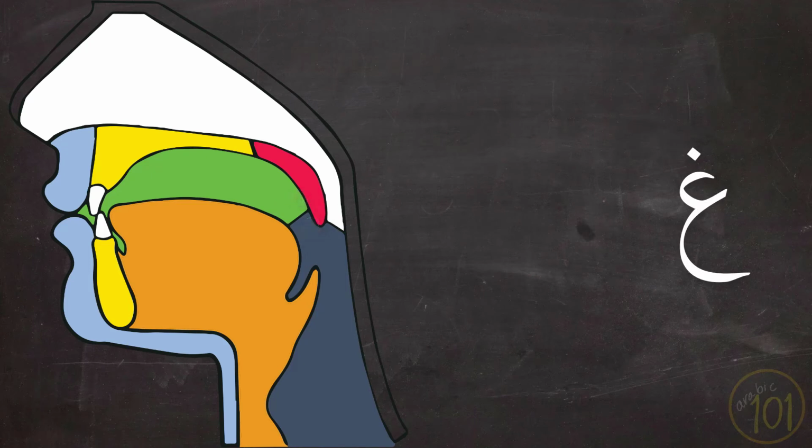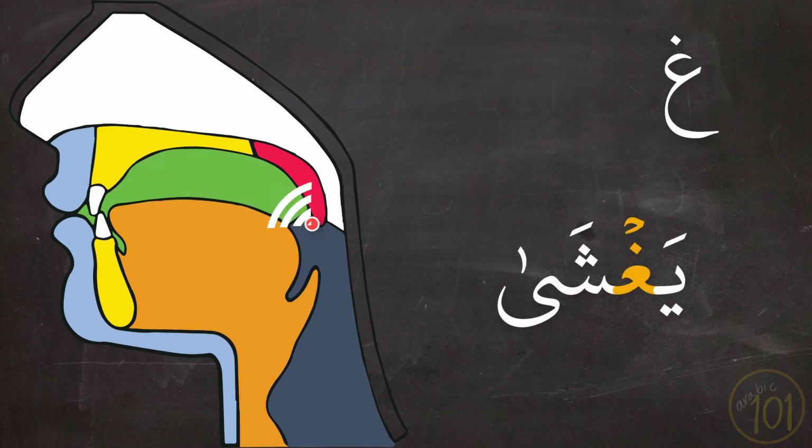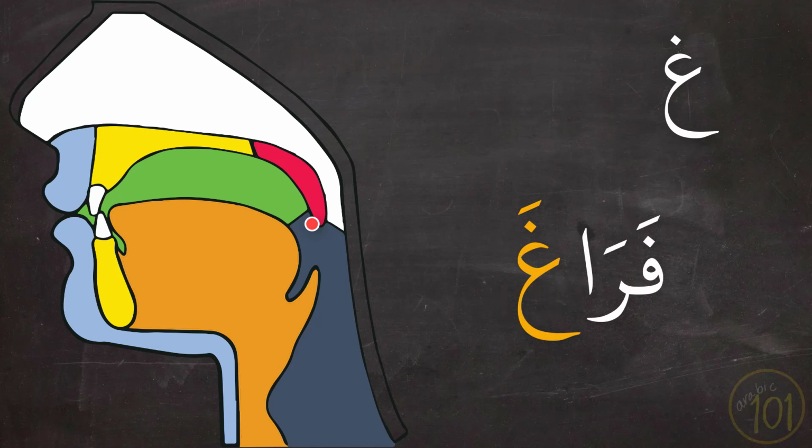Ghain is produced when the root of the tongue is raised to be almost touching the soft palate. Agh, agh, aghniya, yaghsha, فراغ.